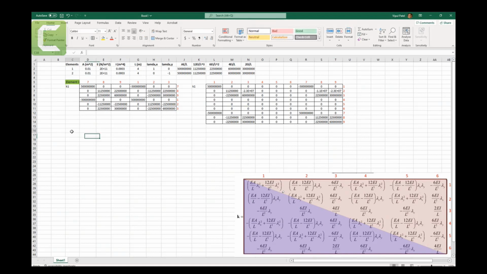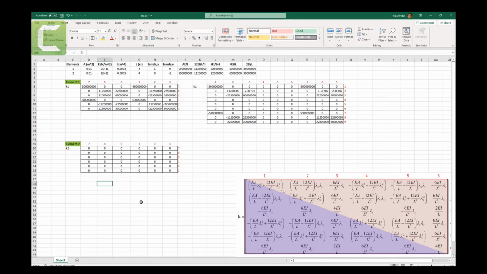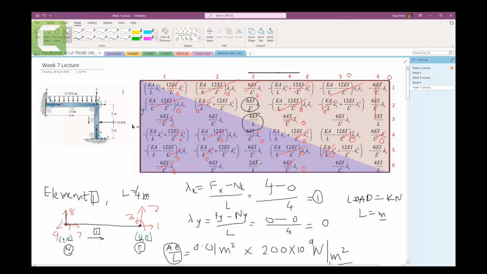Now for K2, we need to do similar stuff. We can copy this whole thing, Control C, and let's make it somewhere here, K2. And that is K2 and element number 2. Sorry, this is boring for you sometimes, but I can't make it more entertaining than this. We need to go through this process. So I think this is near nodes 1, 2, and 3, and then 4, 5, and 6.